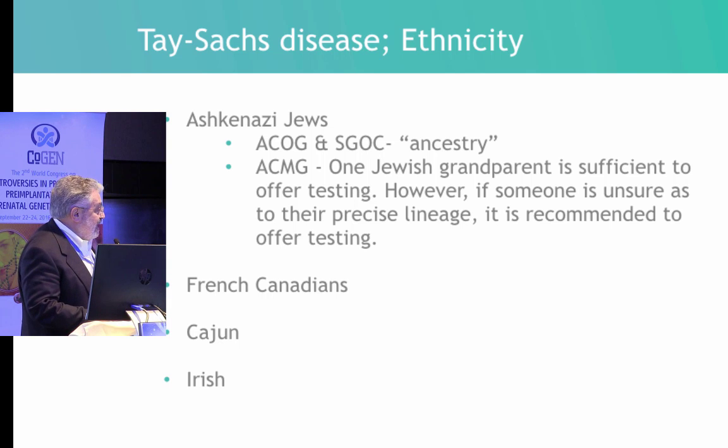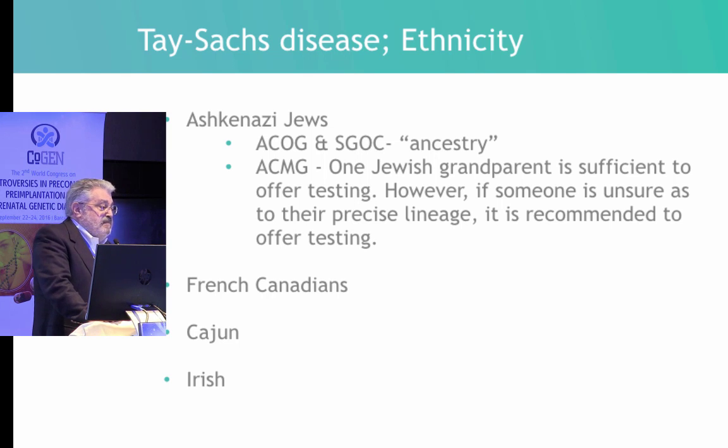Part of the problem is just the terminology. ACOG, the American College of OBGYN, and Canadian organizations say to offer testing to those of Ashkenazi Jewish background, it just talks about ancestry. It doesn't talk about what that means, a grandparent, whatever, just ancestry. The American College of Medical Genetics tries to be a little more exact, and they say one Jewish grandparent is sufficient to offer testing. However, if someone is unsure as to their precise lineage, it is recommended to offer testing.